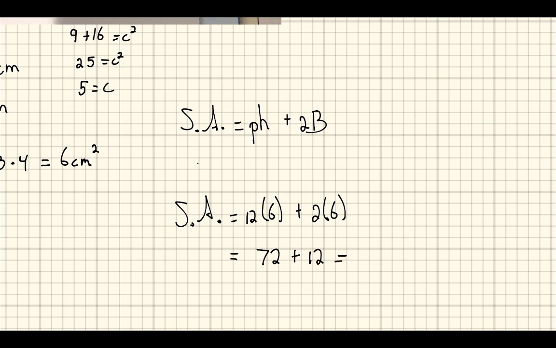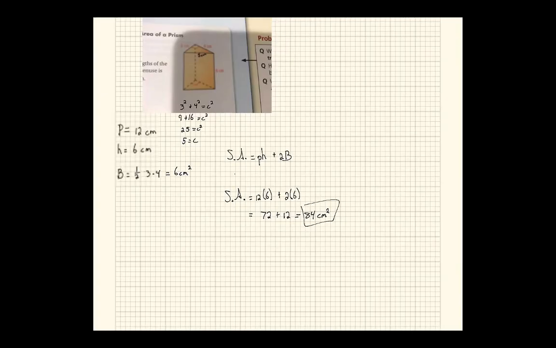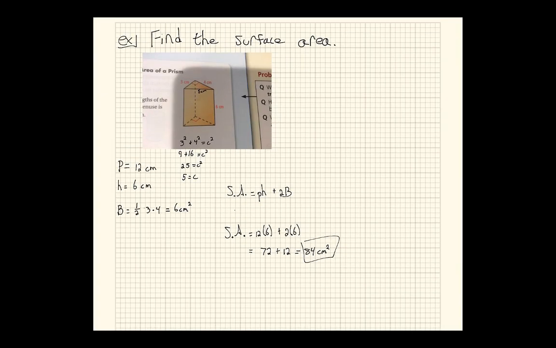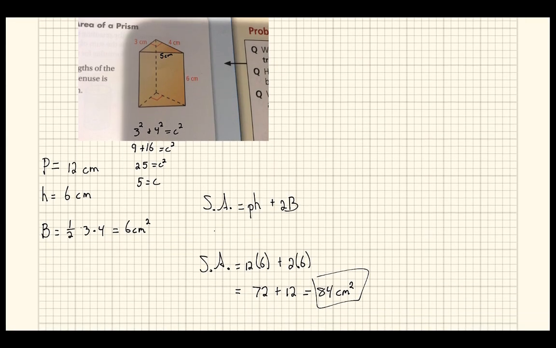That's going to give me a total of 84 centimeters. And since it is an area, that is going to be squared. Okay, 84 centimeters squared for that prism. So that's pretty much how we're going to do all of these prism problems.